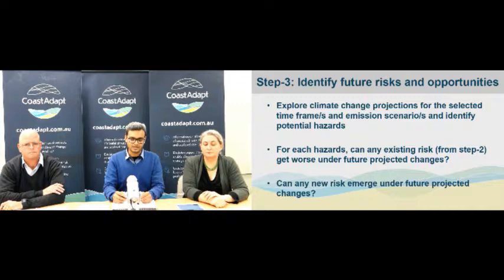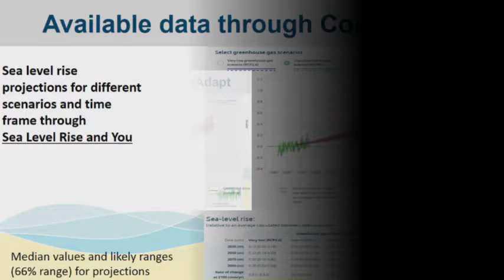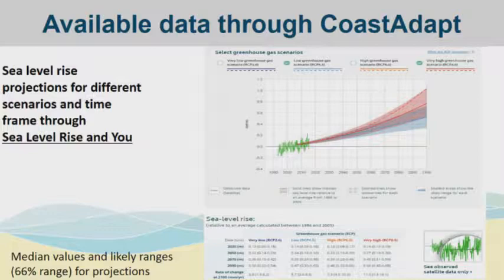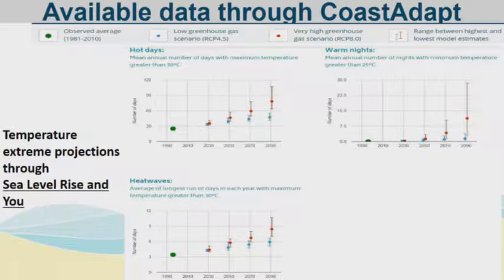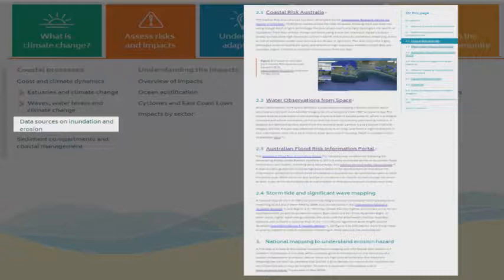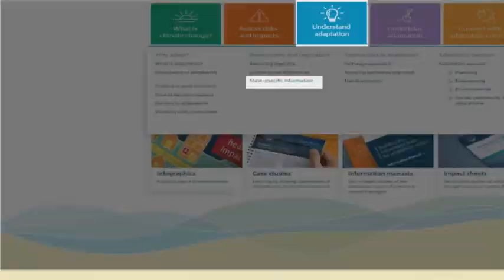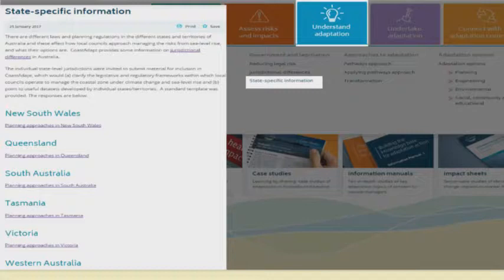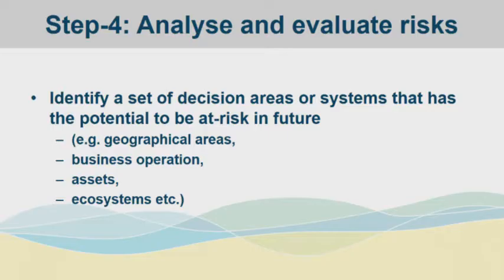There are a number of data sets that you can use from CoastAdapt for this purpose, like sea level rise projections for each coastal council, inundation maps for each coastal council, and again, temperature and rainfall extreme projections. This is also available for each coastal council in Australia. There are certain national data sets sitting outside CoastAdapt, like Climate Risk Australia. You can use those data sets in this step, and get access to them from this page of CoastAdapt. We also invited each state to have their own state-specific page where they can list their state-specific data sets, guidelines and policies. So you can check out your state-specific page as well to find any data that might be useful in step three of risk assessment.